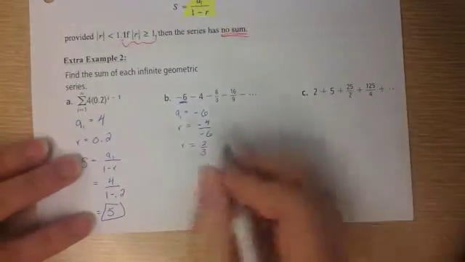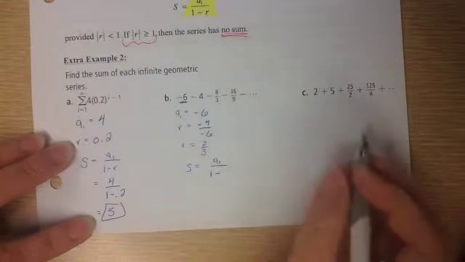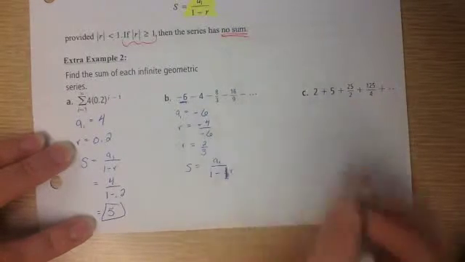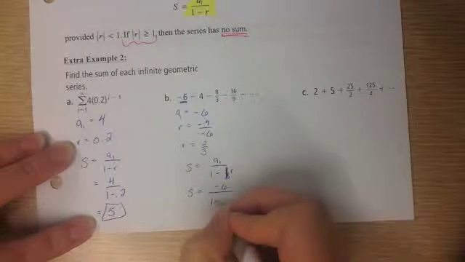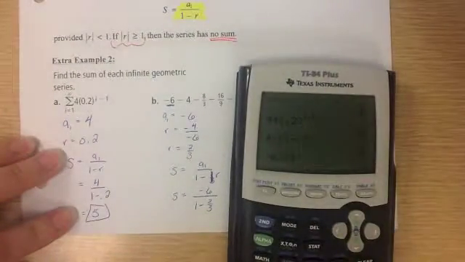Both simplify by negative 2. So now my sum is equal to the first term divided by 1 minus my ratio of 2/3. We're just writing the equation first. So my sum is equal to the first term, negative 6, divided by 1 minus 2/3.